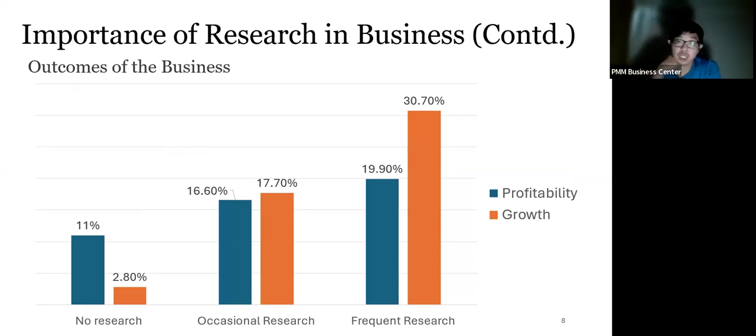As you can see in the graph, there is profitability and growth. There are three groups: research, additional research, and frequent research. You can see there is a significant difference in terms of growth between the three groups of companies, and also a slight difference in terms of profitability among the three groups of firms with different research activities.